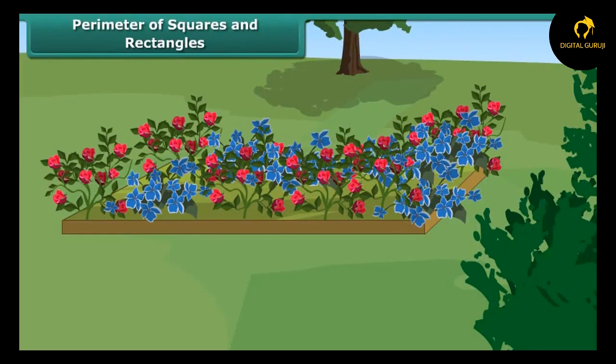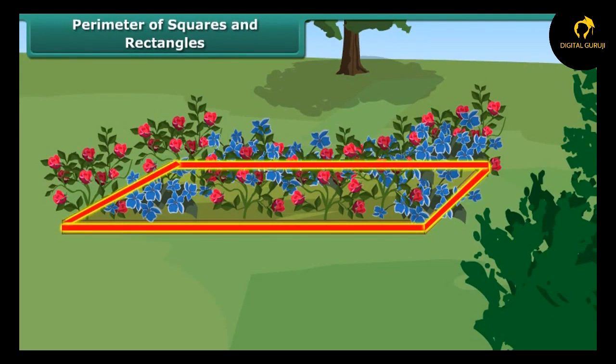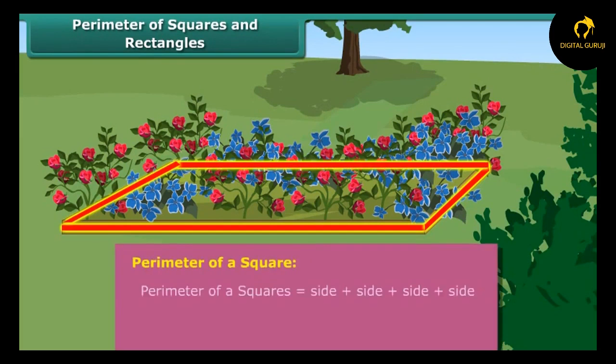Perimeter of squares and rectangles. Students, can you measure the boundary of the flower bed in the park? Yes, by measuring the sides of the flower bed. So, the perimeter of a shape is the outer boundary of the shape. The perimeter of a square is the sum of the sides of the square. Did you understand what a perimeter is?